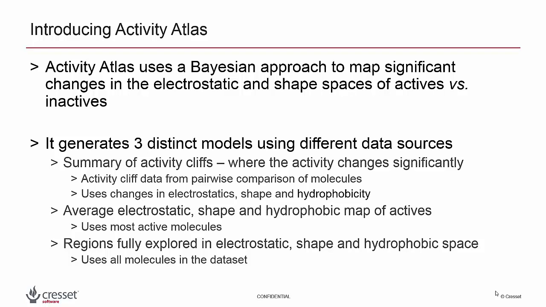The grid is also used to study the properties of active molecules in order to create a picture of the average active molecule in terms of charge, shape, and hydrophobic features. Finally, all the molecules in the dataset are used to build a description of the regions of space that have been fully explored in terms of positive and negative electrostatics, shape, and hydrophobicity.